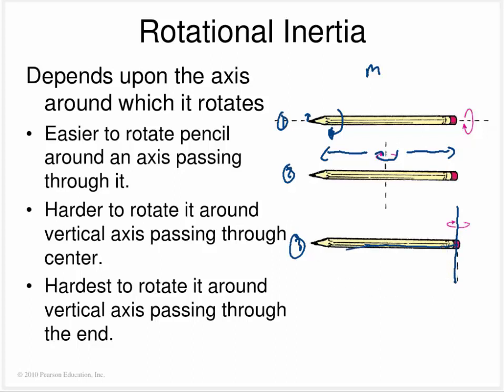So take a look at this guy right here. We've got the same mass, but now this little chunk right there is really, really far away from the point you're trying to rotate it. So it's going to be the hardest to rotate right there.